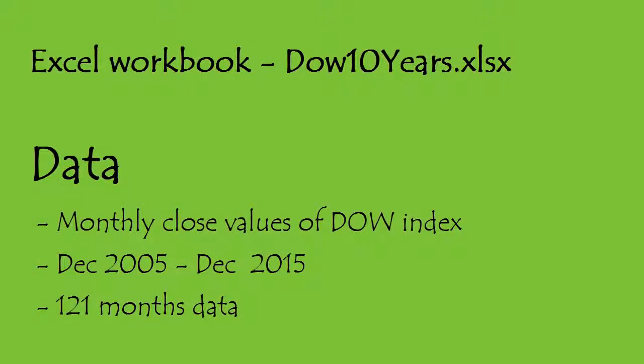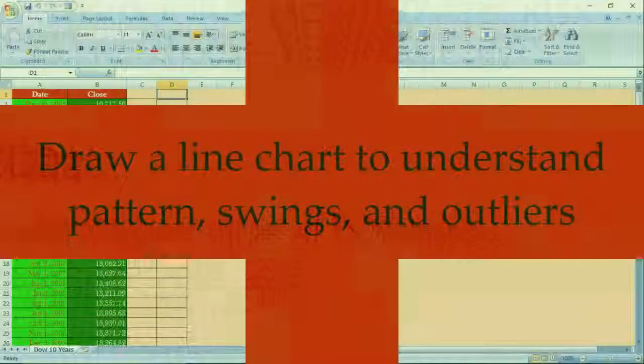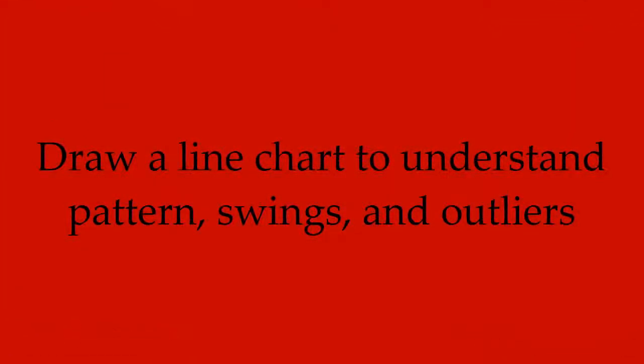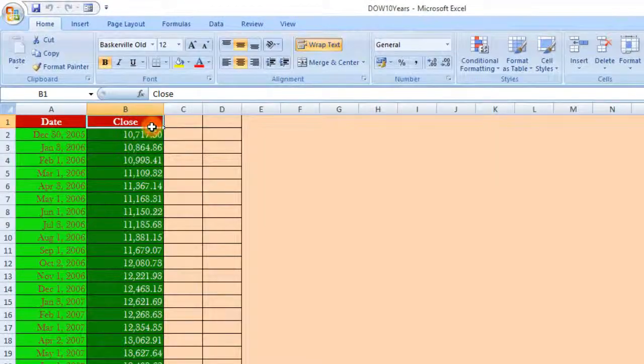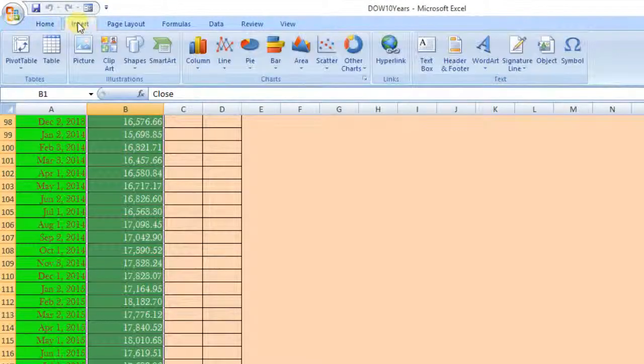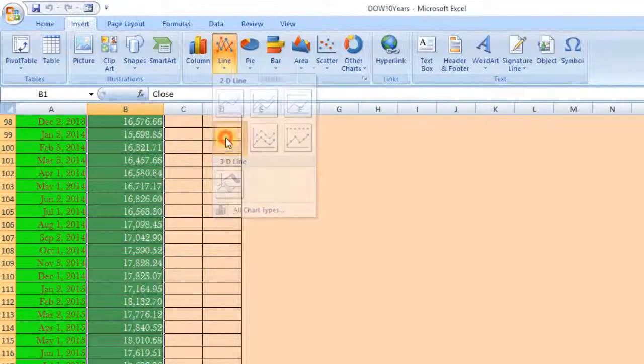To illustrate how a moving average is used, consider Dow Index data provided in Dow 10 years Excel workbook. This workbook contains monthly close values of Dow Index. On any time series data, first you need to draw a line chart to know the pattern, swings, outliers, or extreme values. To plot the data on chart, select the data and click Insert tab. From Charts, choose Line Chart.